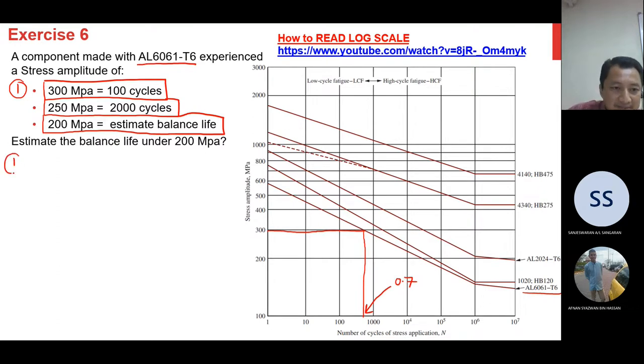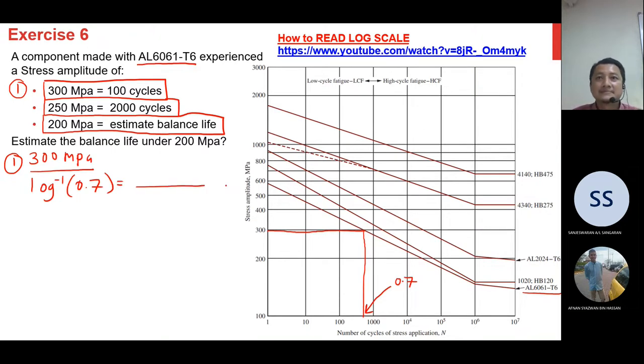So, the first one, 300 megapascal. You get 0.7. So you put it in the log scale. Negative 1, 0.7. How much? So you get 5.01 times 10^100. So 100 here is 10^2. So it can survive 501 exactly.